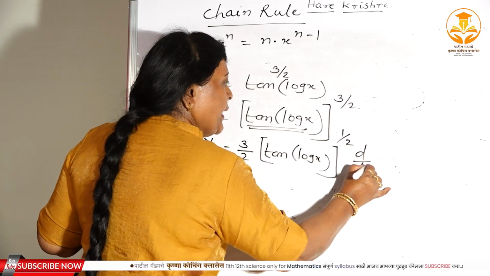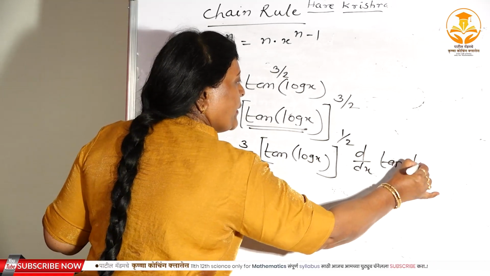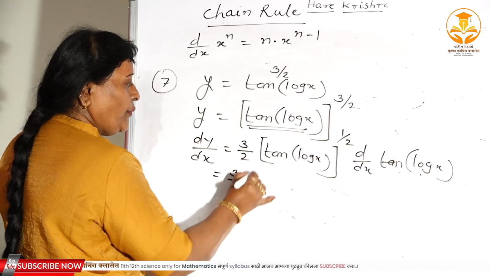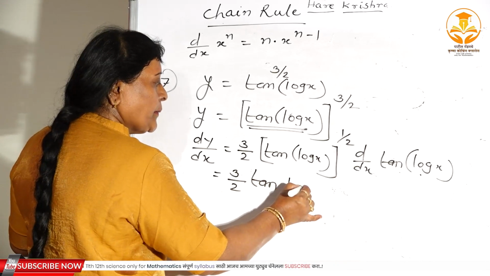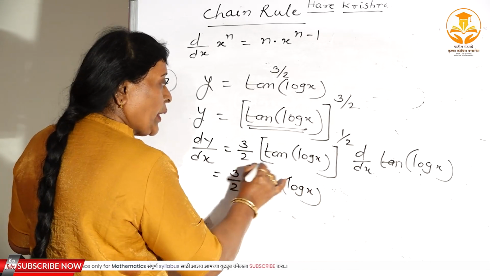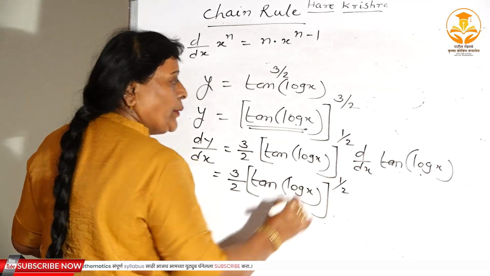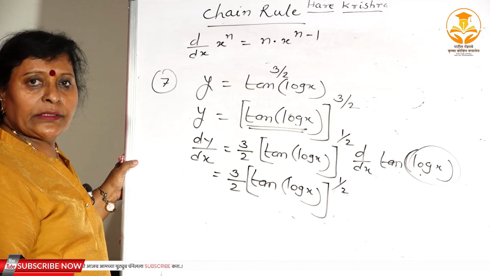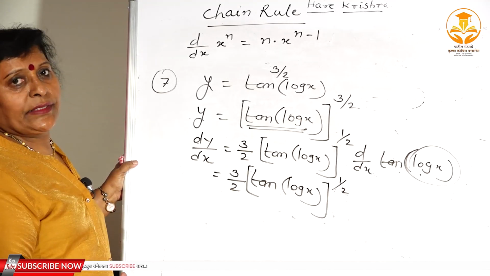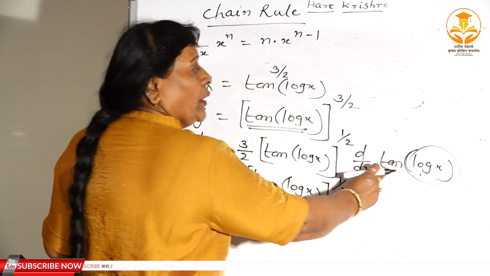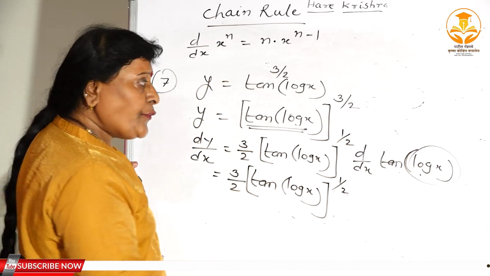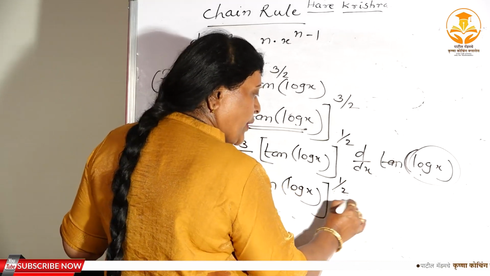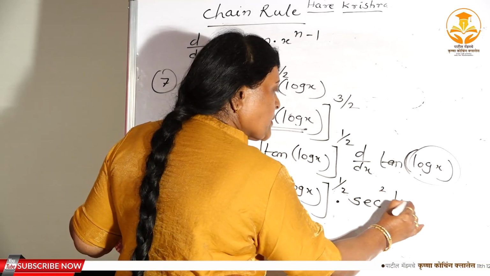Again you have to take d dx of tan log x, right? Now 3 by 2 tan log x whole to the power 1 by 2. Again here you have to substitute u because you know the derivative of tan x. What is the derivative of tan x? That is sec square x. But here you don't know the derivative of tan log x. Therefore here you have to substitute u. What is the derivative of tan u? Sec square u, which means sec square log x.